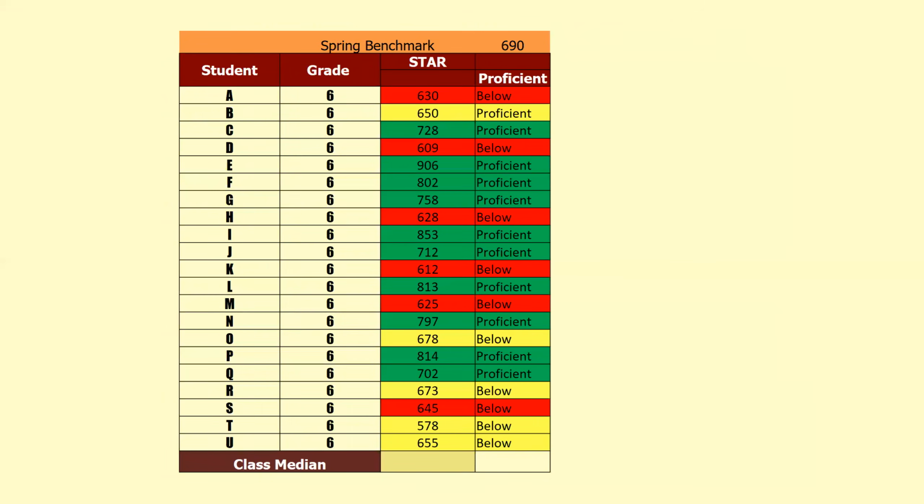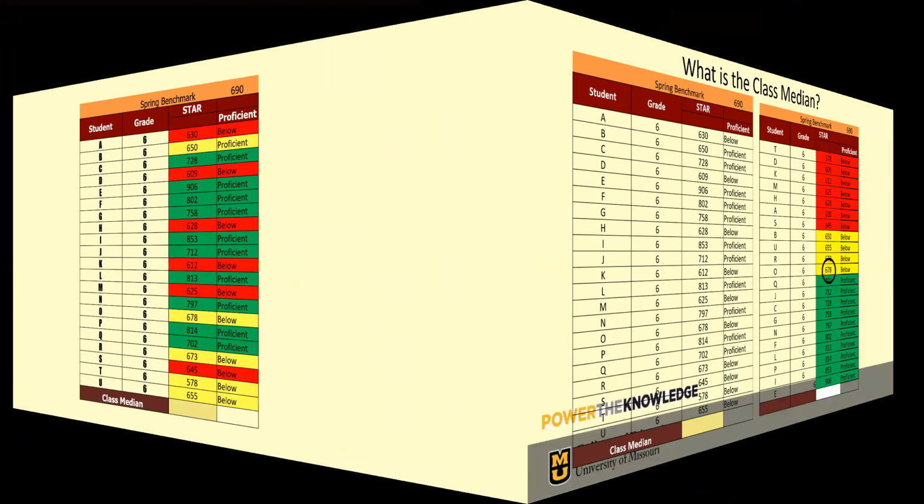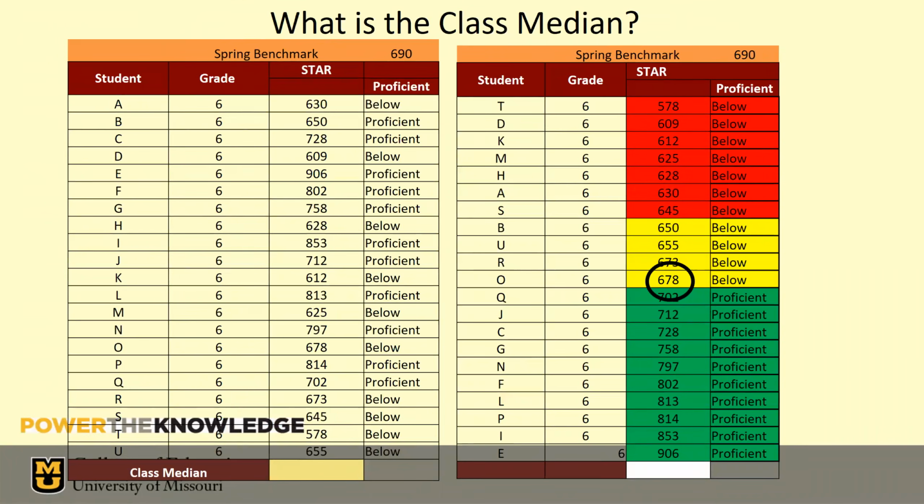Here's a typical grade level data. This is STAR, and we see a bunch of kids who need help. The first question is, is there a class-wide need? We get that by finding the class median. So we simply rank order the cases and find the one that's in the middle. So in this case, there are 21 kids or so? So 1, 2, 3, 4, 5, 6, 7, 8, 9, 10. So we have 10 kids above and 10 kids below the median. The median in this case is 678, which is below our criterion benchmark of 690.